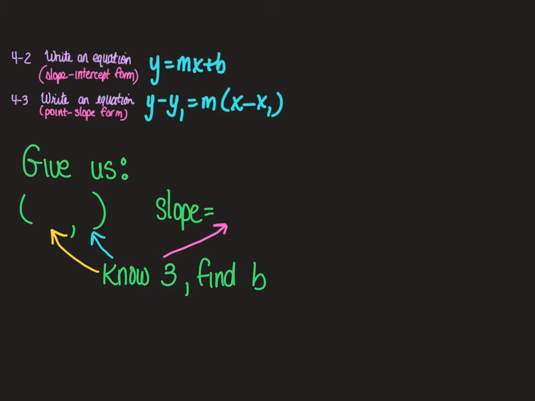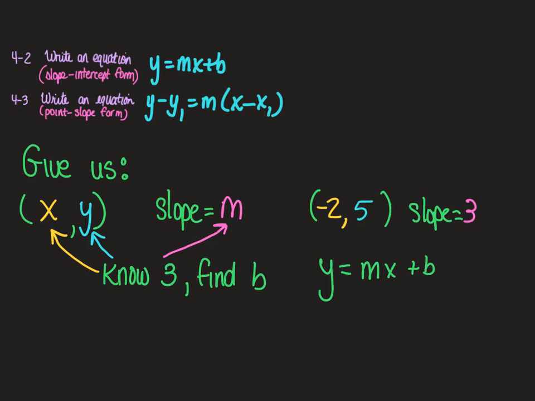All right, the textbook will start off by giving us an ordered pair and the slope. And in 4.2, remember, we want to put it into slope-intercept form, y equals mx plus b. So they're going to give us x, they're going to give us y, and they're going to give us m. X, y, and m. And so if we know these three variables out of 4 total variables, we can find the last variable. We can find b. So if you know 3, you can find b.